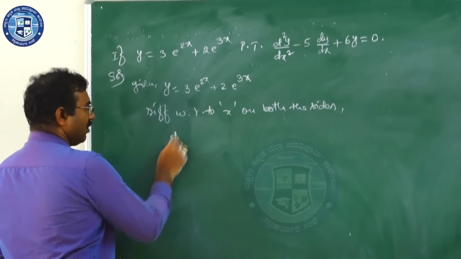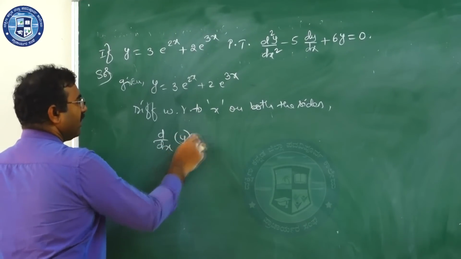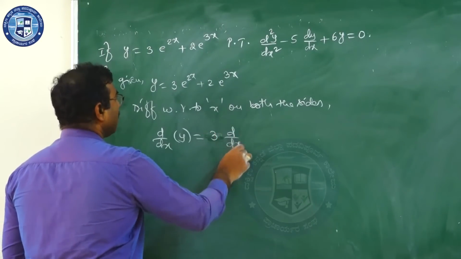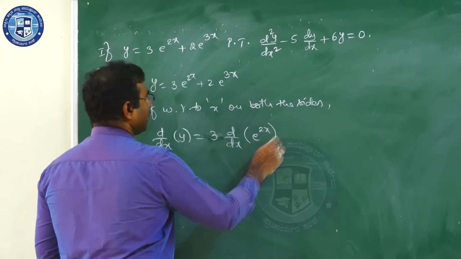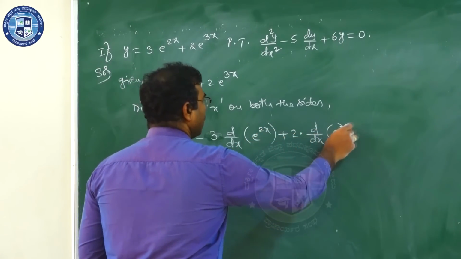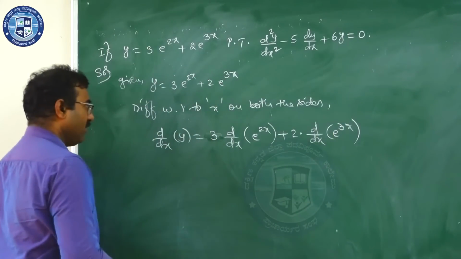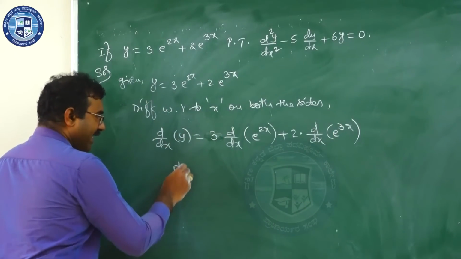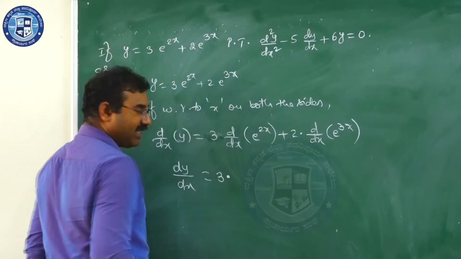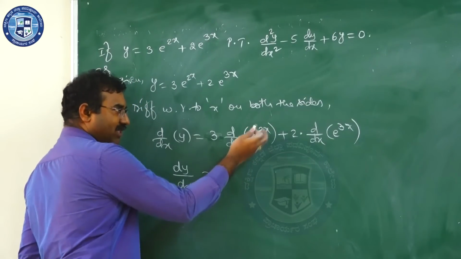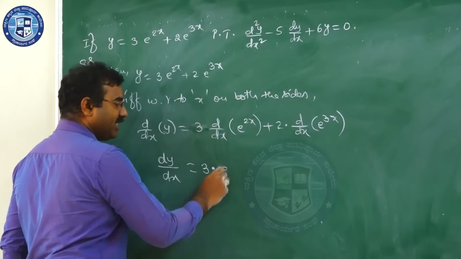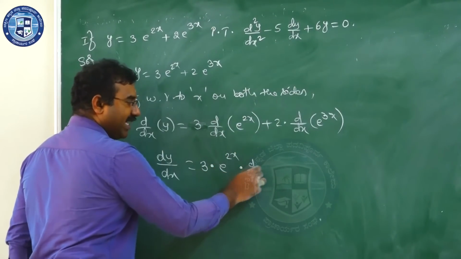What happens now? d by dx of y is equal to 3 into d by dx of e power 2x plus 2 into d by dx of e power 3x. Here you are getting dy by dx is equal to 3 into e power x, differentiation of e power x, chain rule you have to apply. You assume as x whatever it is present. We have formula e power x. So d by dx of e power x is e power x, but it is not x.